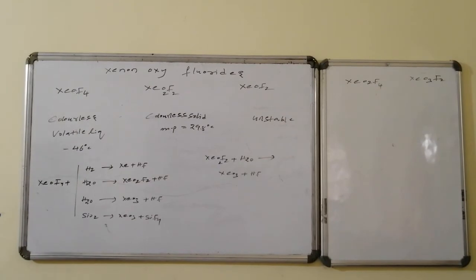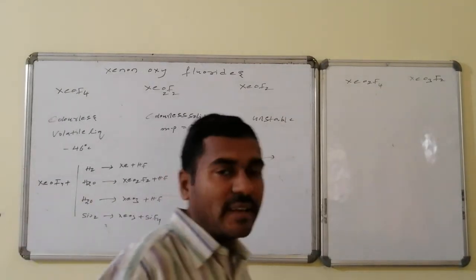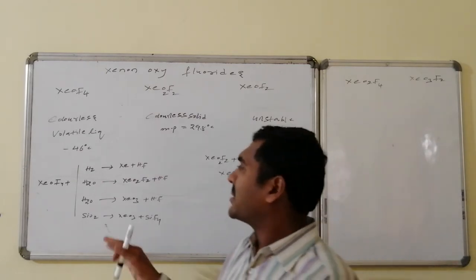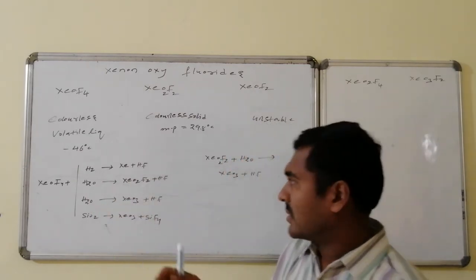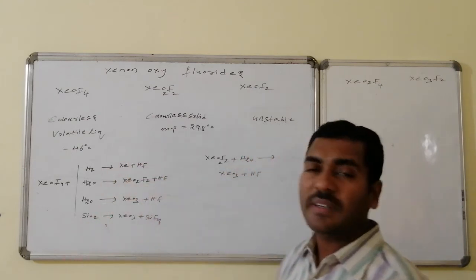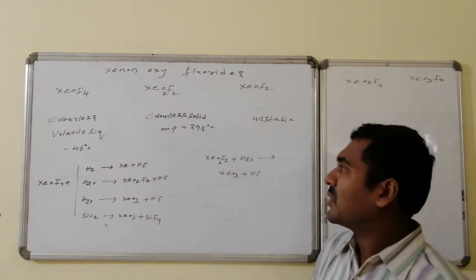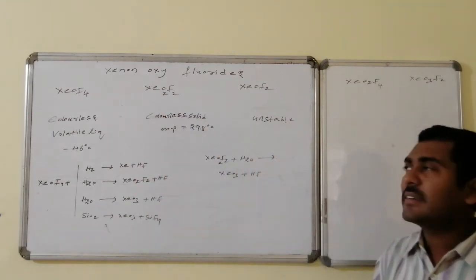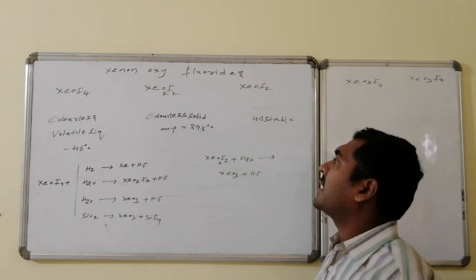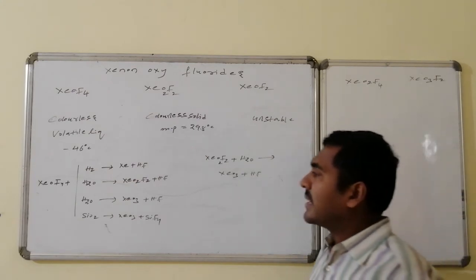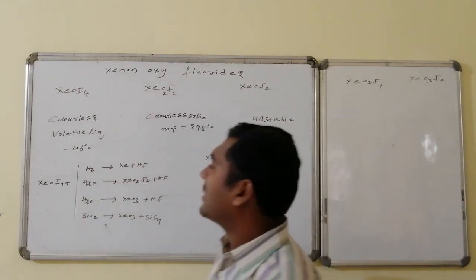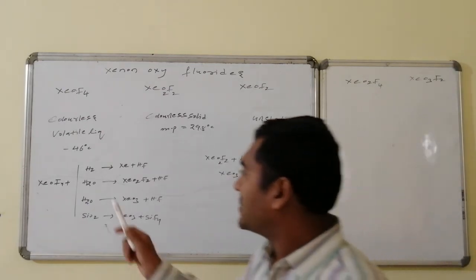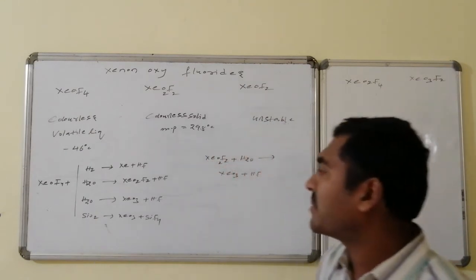Yes, xenon oxy tetrafluoride is a colorless volatile liquid having a melting point of -46 degrees centigrade. It undergoes liquefaction, converted to the liquid state at -46 degrees centigrade, and it is more volatile in nature. Whereas xenon dioxy difluoride is a colorless solid having a melting point of 29.8 degrees centigrade. Xenon oxy tetrafluoride on reaction with hydrogen is converted to xenon followed by HF, and on reaction with water, xenon oxy difluoride formation takes place.